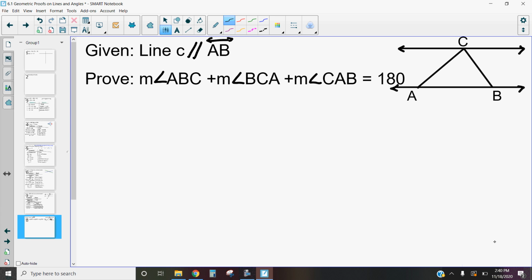Hi, this is Mrs. Kidman, and in this video, we're going to be discussing how we can prove that the interior angles of a triangle add up to 180 degrees.